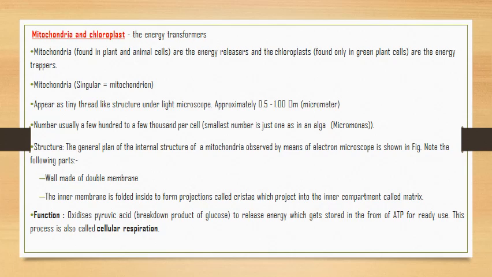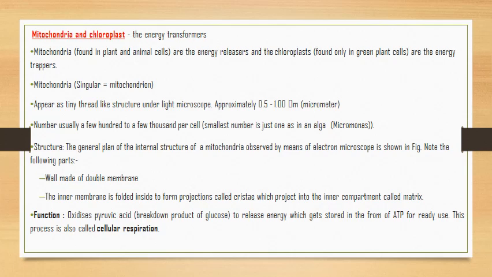Mitochondria are found in both plant and animal cells. These are the energy releasers, and the chloroplasts are the energy trappers. Mitochondria का single form है mitochondrion. They appear as tiny thread-like structures under a light microscope, approximately 0.5 to 1 micrometer. Number is usually a few hundred to a few thousand per cell. The smallest number is just 1, as in the alga Micromonas.